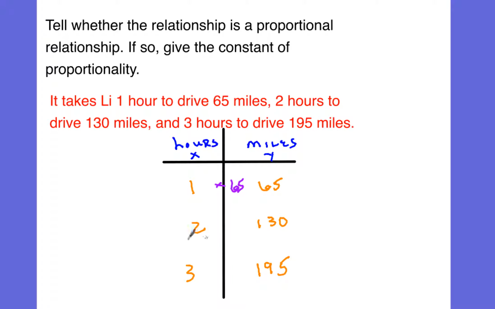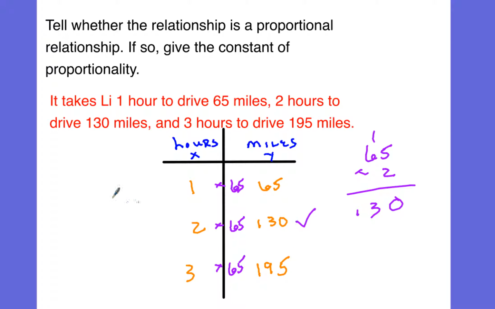So now what I need to do is I need to see, does this times 65 work every single time? Is that a consistent rule? Is she driving at the same speed every single hour? If so, then it is a proportional relationship. So let's just check to see what 65 times 2 is. Let's see if that holds true for this table. Because if 65 times 2 is 130, that's a good thing. And so we'll get 2, 130.